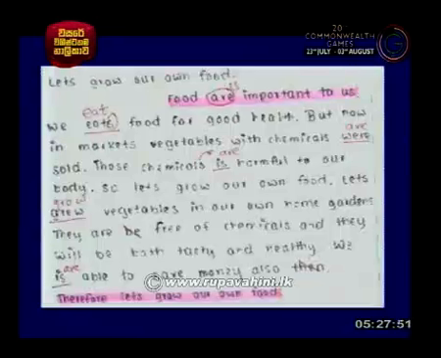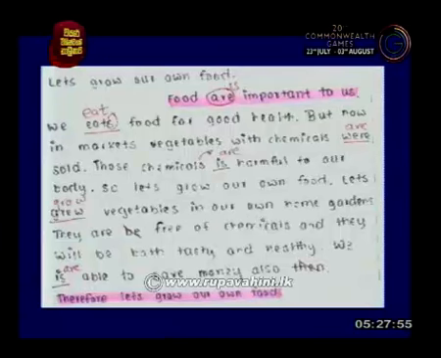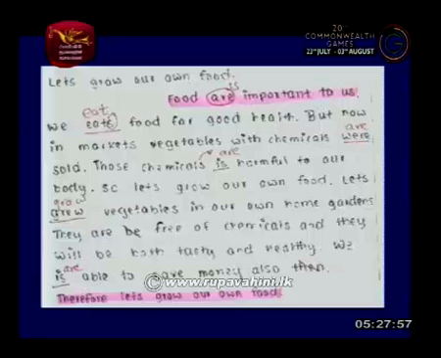We eat food for good health. Yes. But now in markets, vegetables with chemicals are sold. Those chemicals are harmful to our body. So let's grow our own food. Let's grow vegetables in our own home gardens.